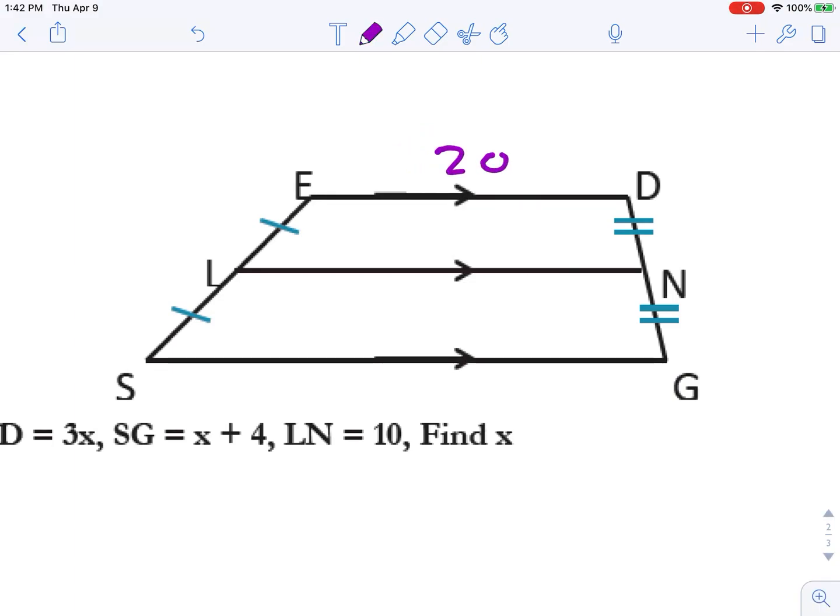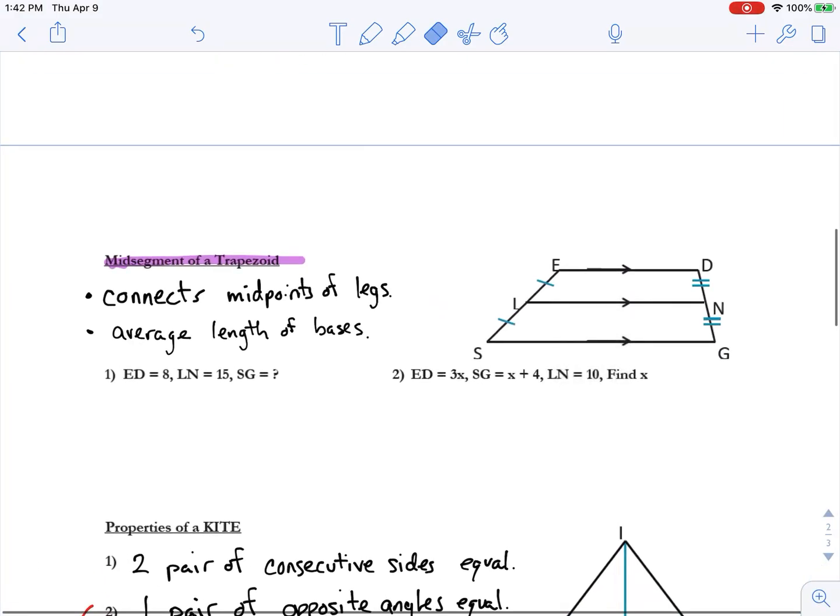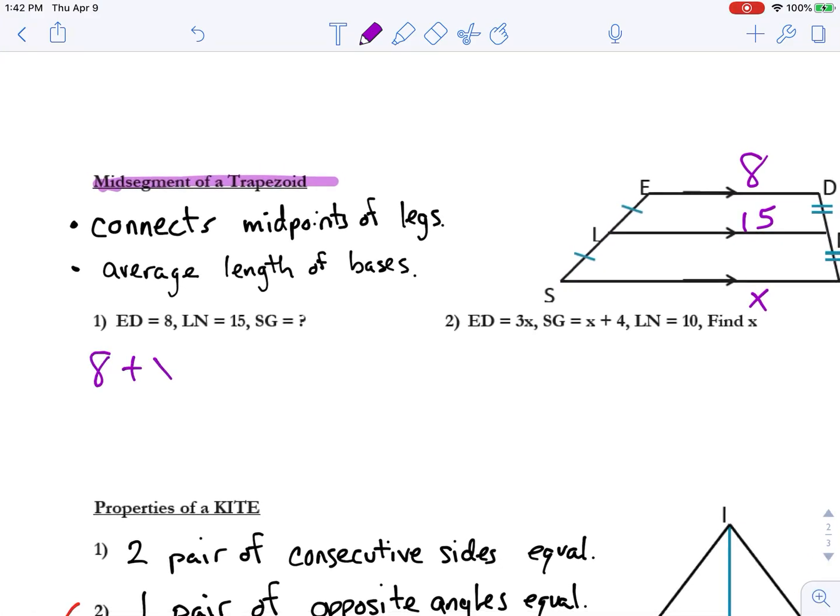The idea is if I've got two of the numbers, 20 and let's say 26, this is going to be 20 plus 26 divided by 2, or the average, or the middle number, like the midpoint of those two numbers if you put it on a number line. So 23 would be the answer. So this fact alone is going to allow us to do this. So in this first problem, let me write the numbers up on this picture. 8 is ED, LN is 15. They want you to figure out this number, SG. Well, we don't know what that is. All we know is that 8 plus x divided by 2 equals 15. That's the situation we're dealing with here.